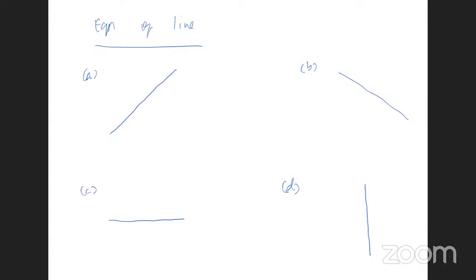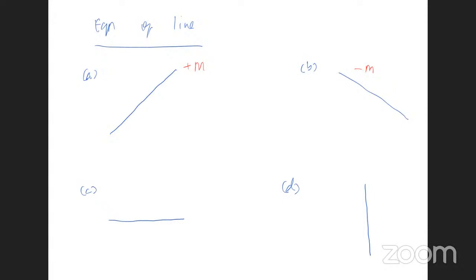What do we need to know about a line? Well, we need to know how the line is sloped. This is called a positive slope. So the gradient is positive. This one here is a negative slope. So the gradient there is negative. All right? So if you have to go up the hill, positive slope. Down the hill, negative slope.